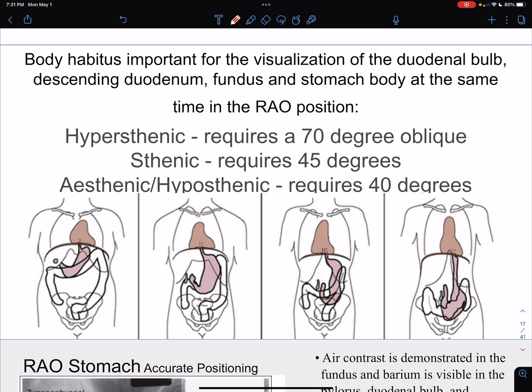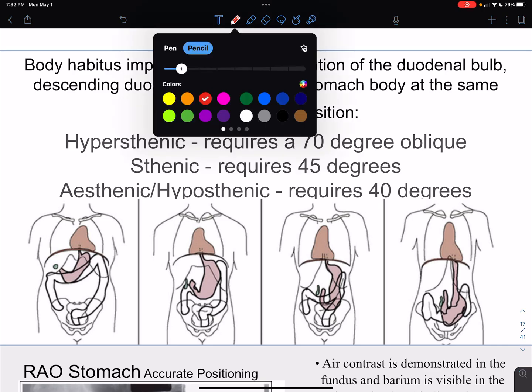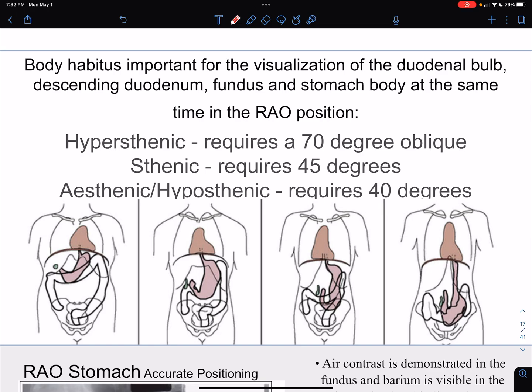Let's see. Body habitus is going to be important when we do obliques, and mainly you just need to remember that your hypersthenic patient, your larger patient, is going to require a 70-degree oblique. A sthenic patient is going to require only a 45-degree oblique, but your tall, skinny, and just very thin patients are going to only require a 40-degree oblique. So it's kind of counterintuitive, right? Because you'd almost think it would be the opposite.